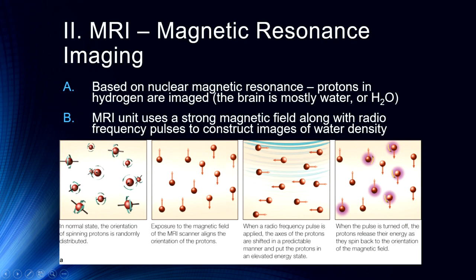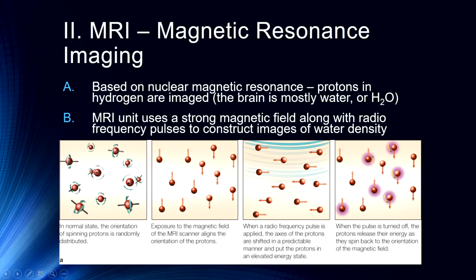So when the pulse is turned off, those protons will release their energy as they spin back to the orientation of the magnetic field. Okay? So basically this is stored energy. And that stored energy is then released as they snap back to be in line with the magnetic field. And that release of energy from those radio waves is what we measure. And so those radio waves then strike a detector, and that's how we measure structures in the brain.